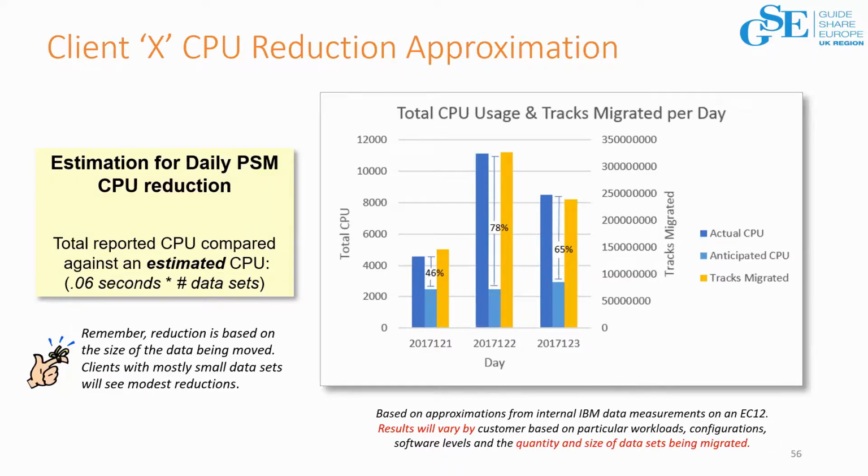So the more data that's moved on a particular day, you can see more CPU savings are experienced. So here you can see the range from 46% to 78% savings. So it's important to remember that the reduction that you're going to see depends on the size of the data being moved. So clients who are moving smaller data sets, they're going to see more modest reductions.